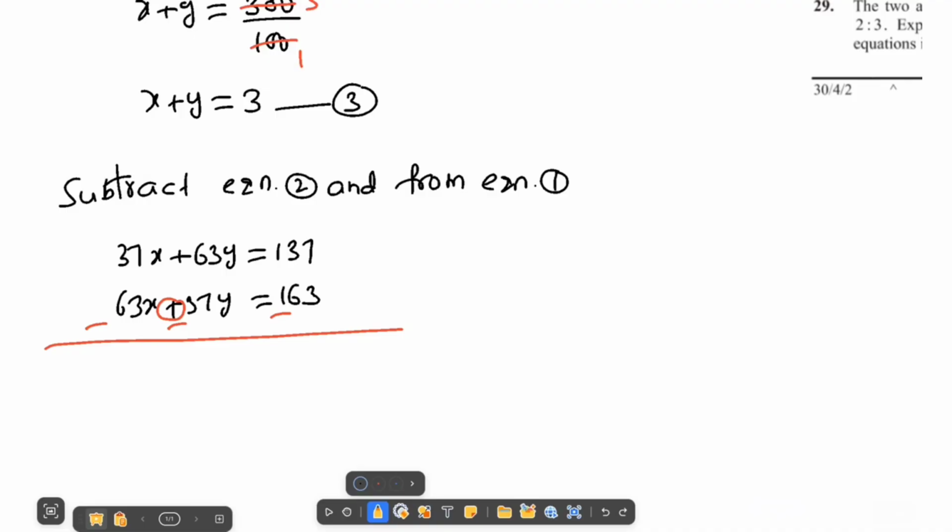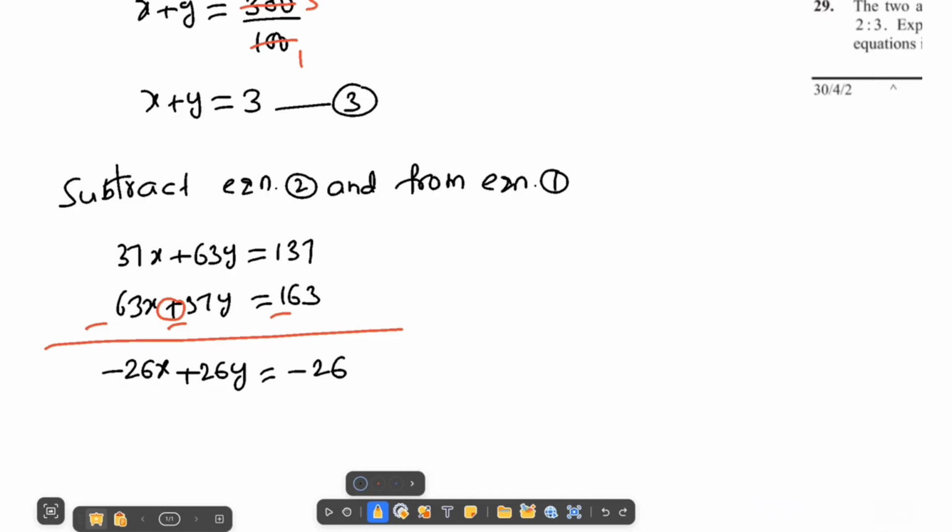it will be equal to minus 26x. Next, here 63y minus 37y equals plus 26y, equal to 137 minus 163, which is equal to minus 26, right?